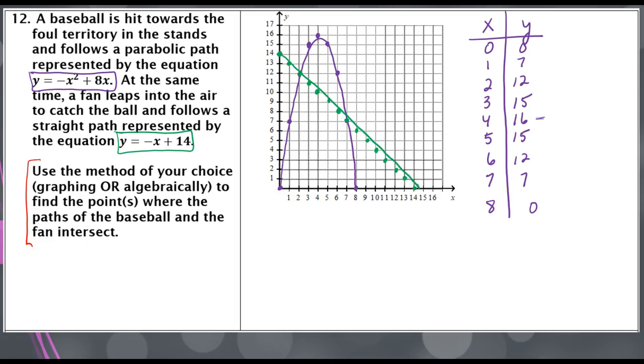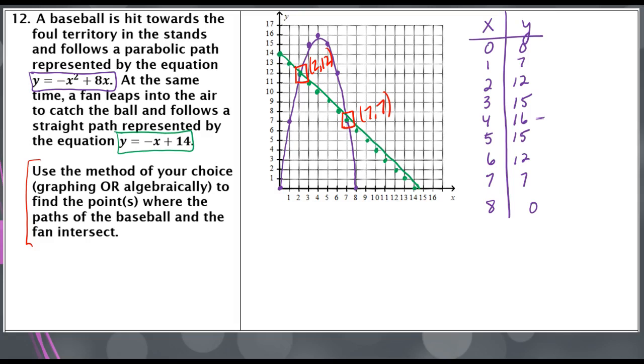All right. So now what's really important here is where the two graphs cross each other, and it happens in two places. Once here and once here. So the two solutions would be the points 2, 12, which is this one right here, and then this point, which is 7, 7. So if you were solving this graphically, this would be your solution.